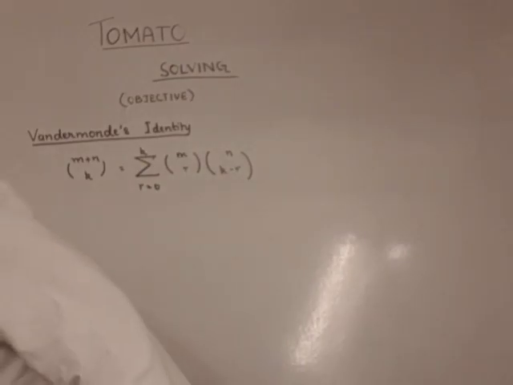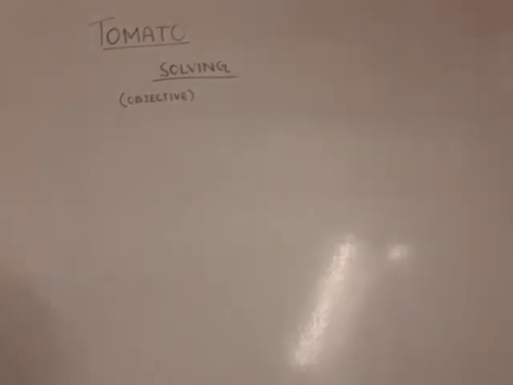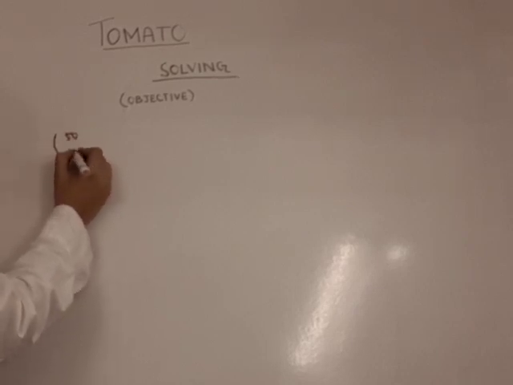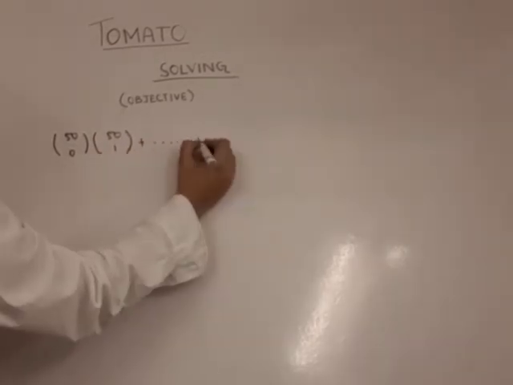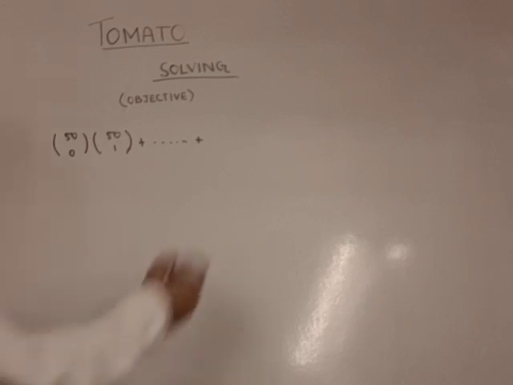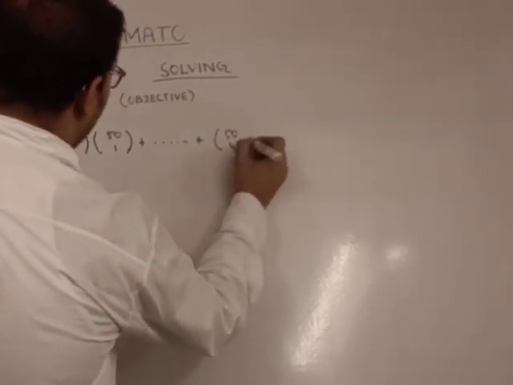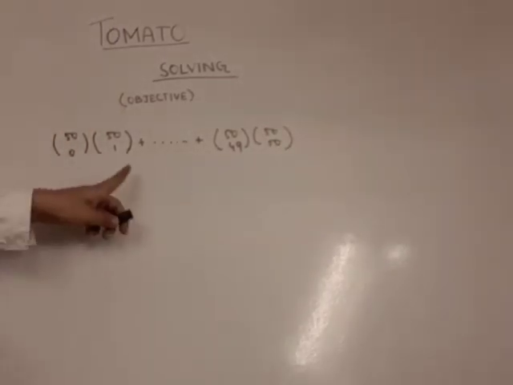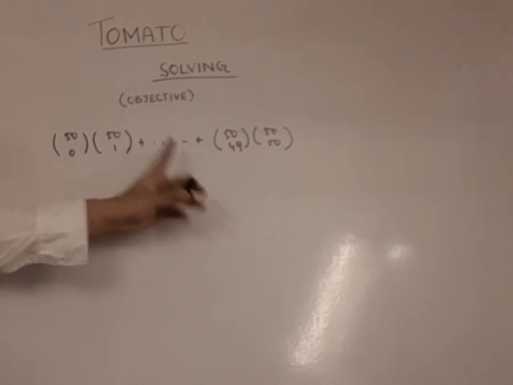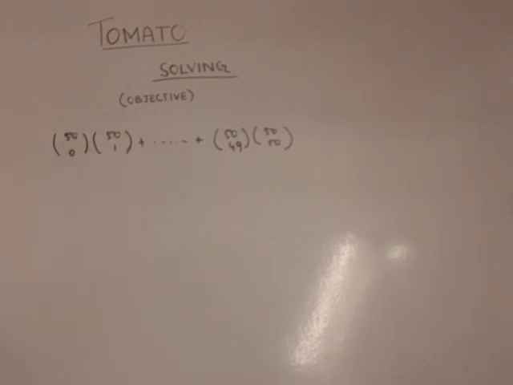Now how do I exploit the story and Vandermonde's identity to solve this problem? The given expression here is, according to the book of Tomato, 50C0, 50C1 plus dot dot dot plus 50C49 and 50C50. And what do we see? 0, 1 plus 1, and the next term is 1, 2. The next term is again 2, 3, and here it goes from 49 to 50.